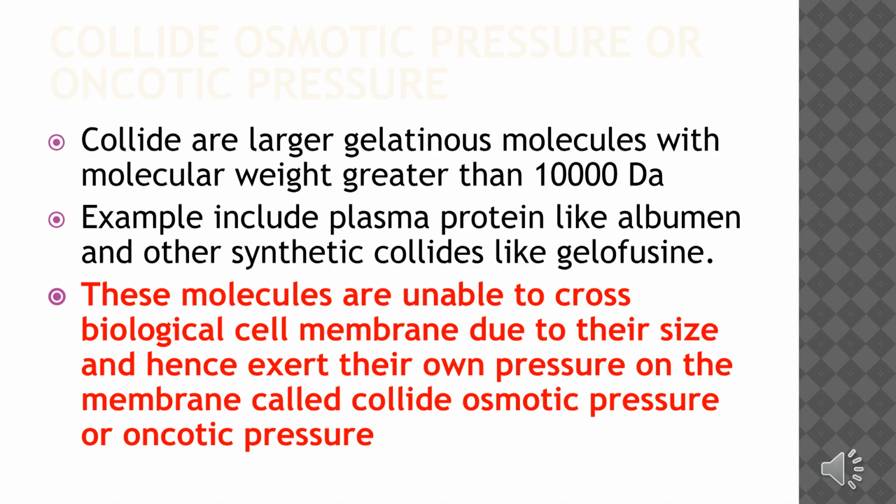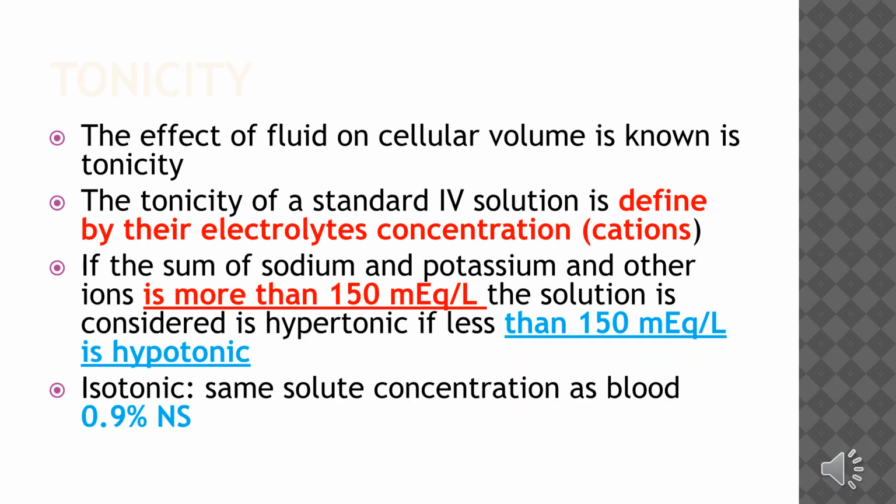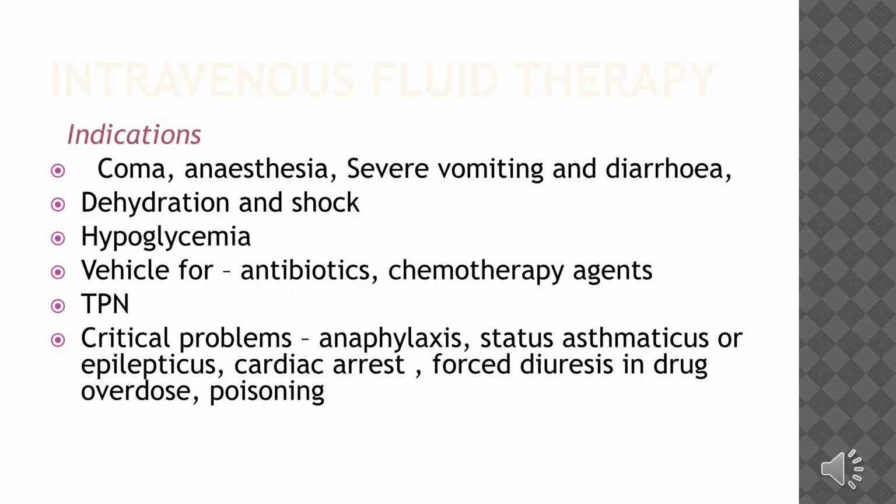Colloids are large molecules, such as plasma proteins, that cannot cross biological membranes. These molecules exert pressure called colloid osmotic pressure, or oncotic pressure. Tonicity describes the effect of fluid on cellular volume, defined by the electrolyte concentration of the IV solution. Solutions are hypertonic, hypotonic, or isotonic, such as 0.9% normal saline.